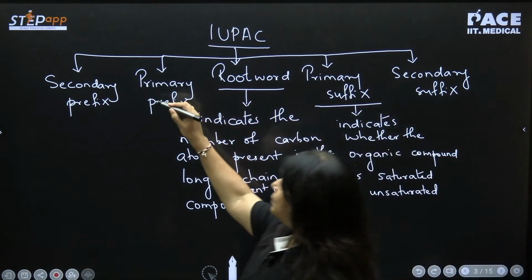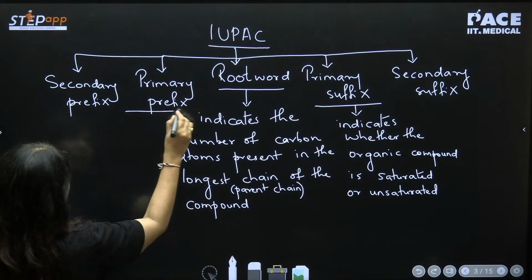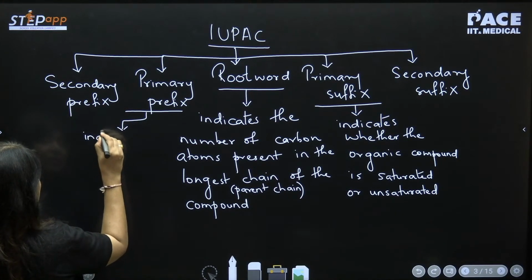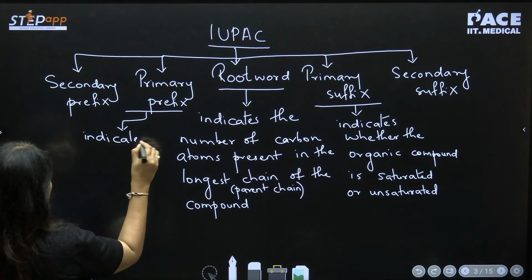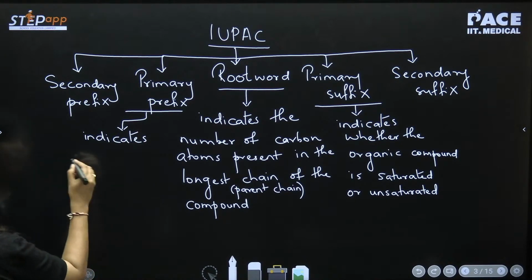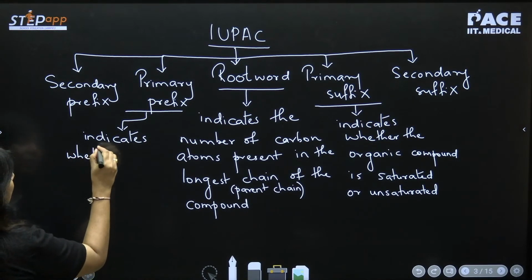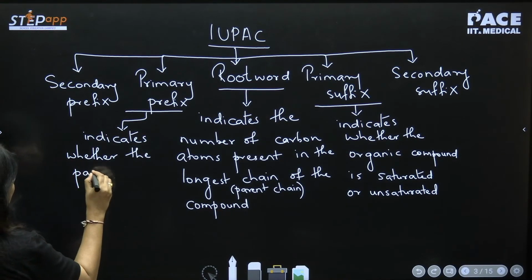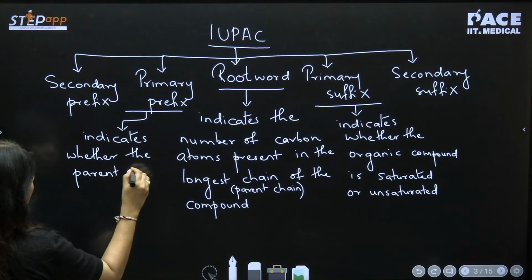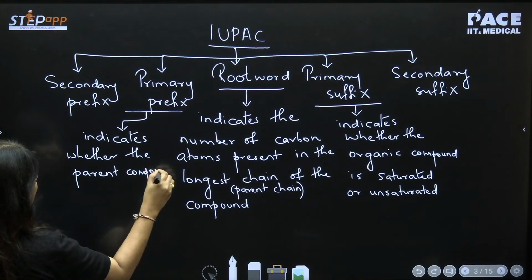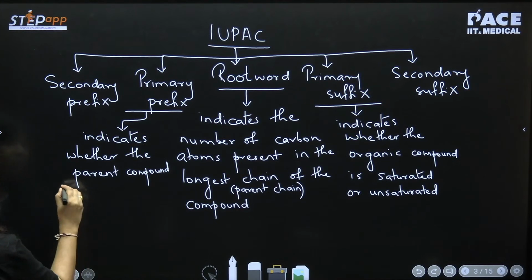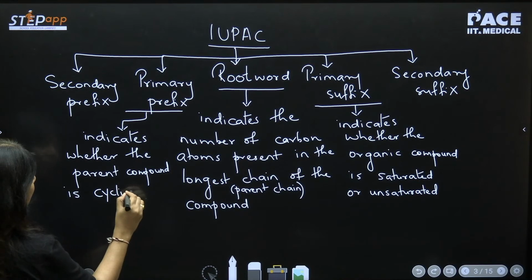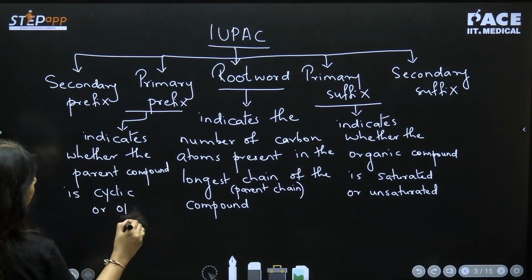Now coming to the primary prefix. The primary prefix indicates whether the parent compound is cyclic or open chain.